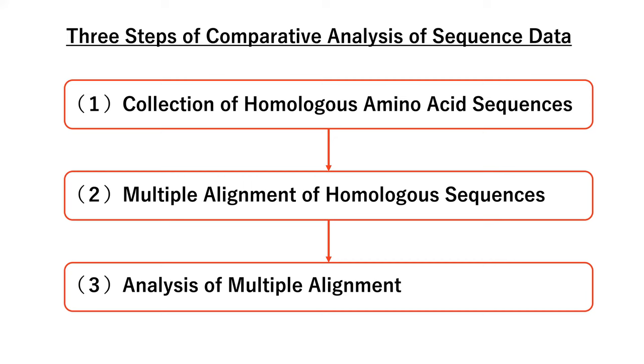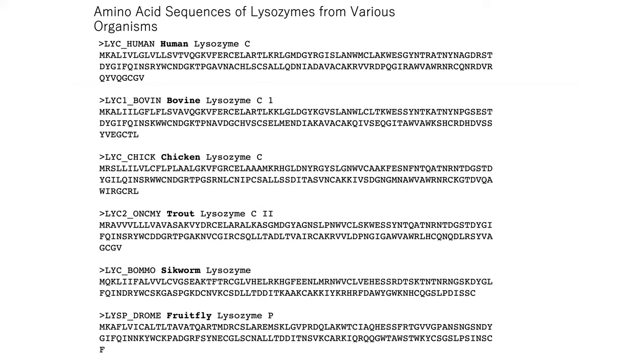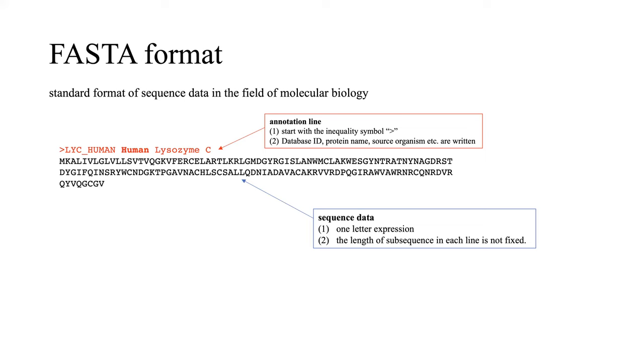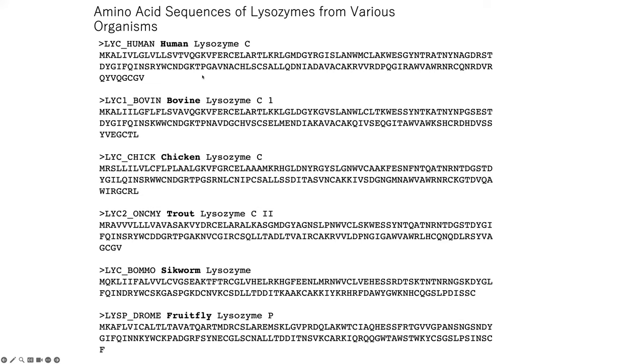Okay, let's consider a concrete example. This is the enzyme lysozyme, as I already showed you. This is a human lysozyme, but lysozyme is widely distributed among animals. This is a bovine lysozyme, this is a chicken lysozyme, this is a trout lysozyme, and this is a silkworm lysozyme and fruit fly lysozyme. Before entering into the explanation of the evolution, I'll explain the format of the amino acid sequence data.